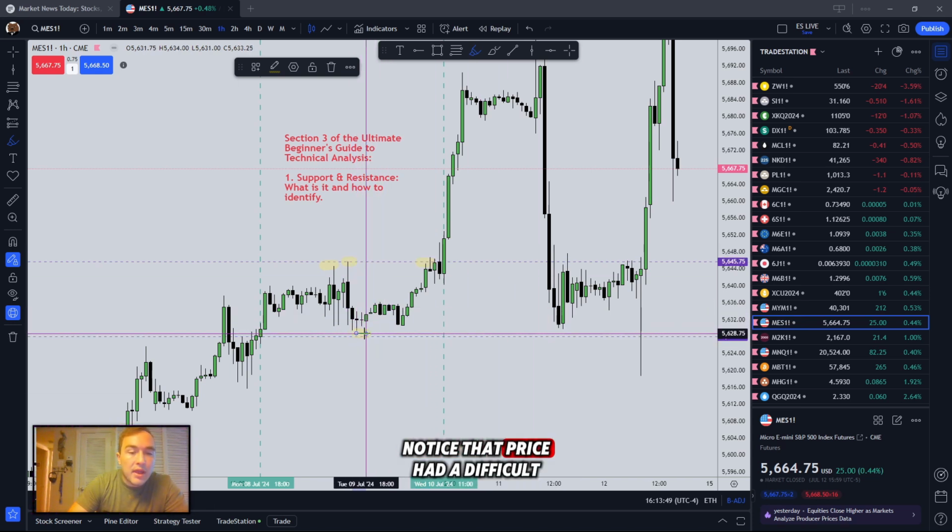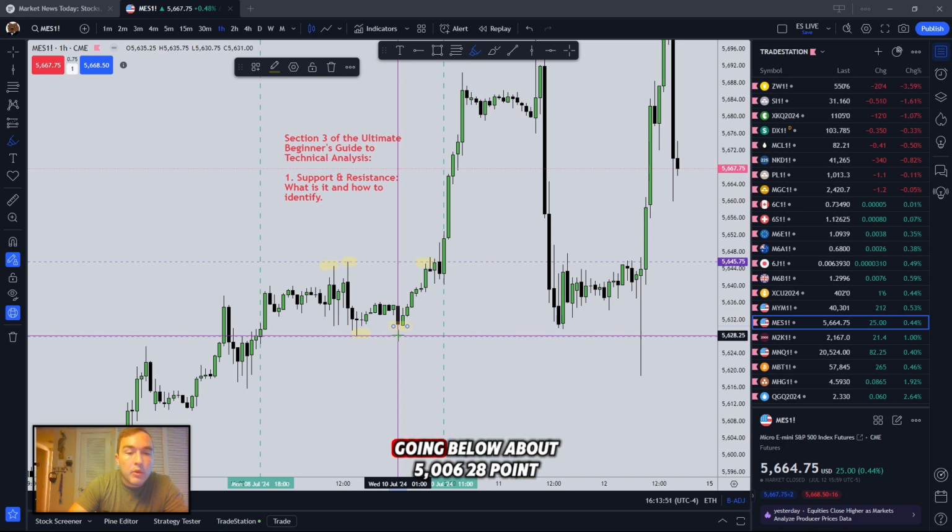Conversely, notice that price had a difficult time going below about 5,628.25. That's what's called support. So guys, support is to the downside, resistance is to the upside. Support on a trend line basis, meaning that you can have the concept of rising support or falling resistance.